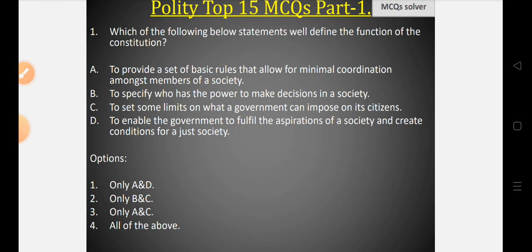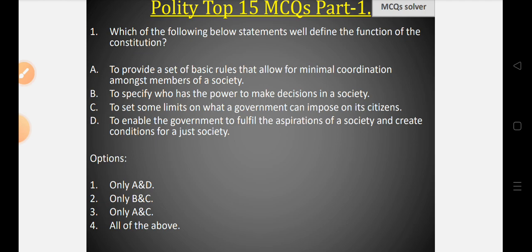In this video we will look into top 15 polity MCQs. This is part 1 of the video. Let's start the video. Question number 1. Which of the following statements well define the function of the Constitution? Let's look into the statements.